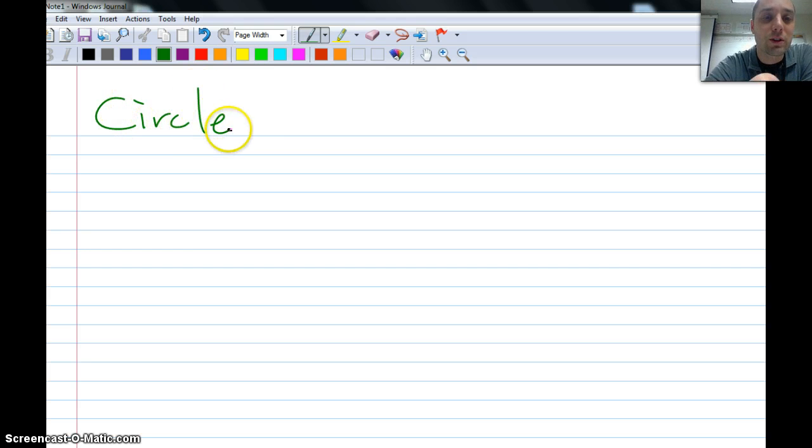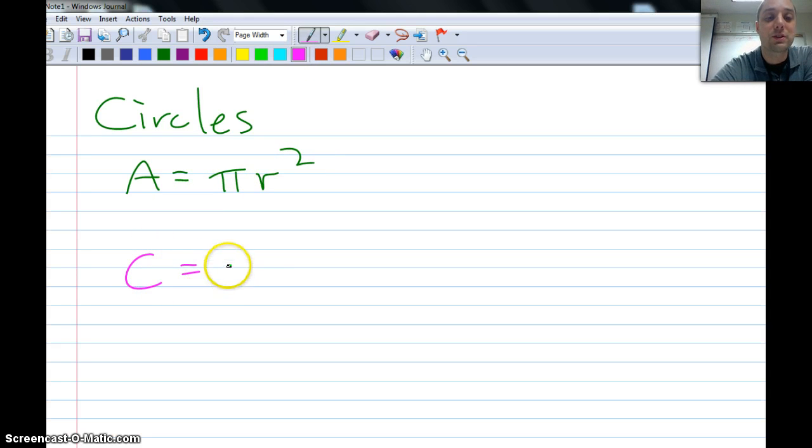So if we write down circles as our next heading, there's two big formulas that we've dealt with for circles, and that's the area formula. And if you remember, that area was equal to pi times radius squared. And then our circumference formula, and the circumference is pi times the diameter.